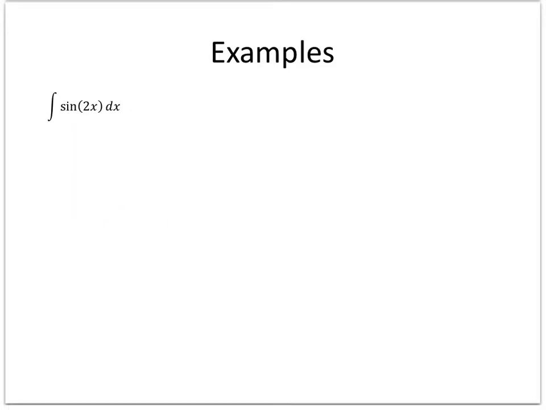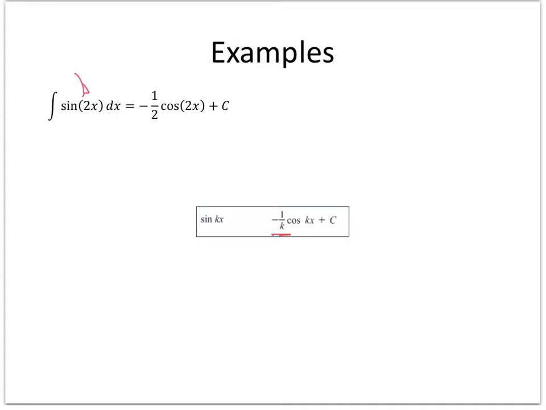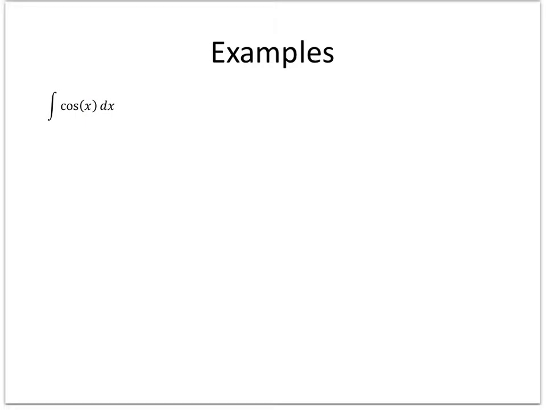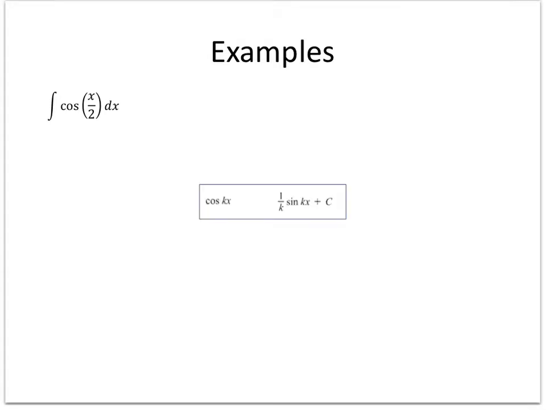Sine of 2x, notice this now has that k in there from that table, and so I use this definition, and so I'm going to have minus 1 over 2 because my k is 2, and then cosine of 2x plus c. Cosine, what did I take the derivative of to get cosine? The sine. If I have something extra in here, my k in this case is going to be 1/2, because you can think of that as 1/2 x. So I'm going to have 1 over 1/2, and now I simply bring that 2 to the top.